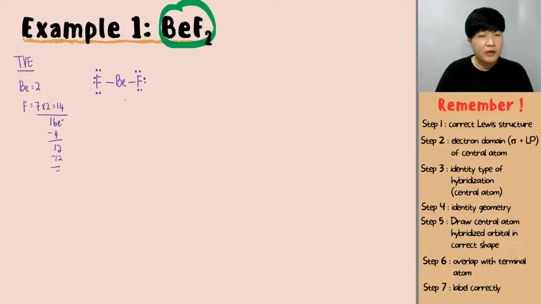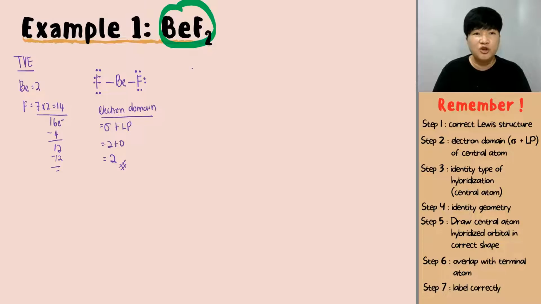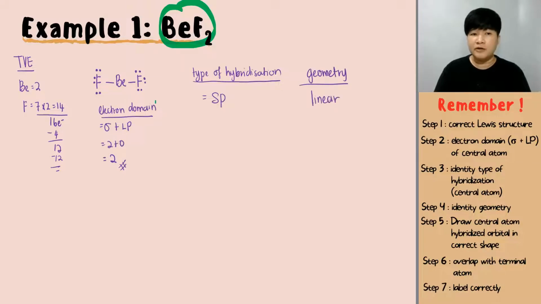After you draw your correct Lewis structure from the total valence electrons, next we are going to determine the electron domain. From this calculated electron domain, you can then determine the type of hybridization and the geometry of the hybridization. Just a kind reminder, your electron domain, type of hybridization and geometry are based only on the central atom, okay? So we are only looking at the hybridization of the central atom.